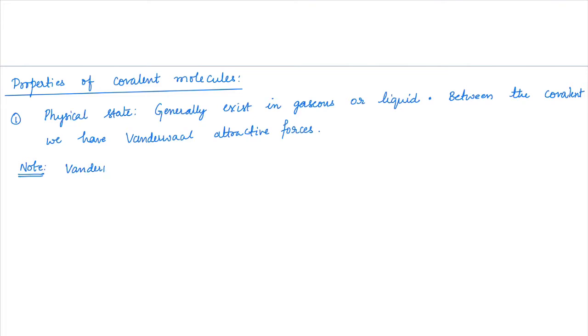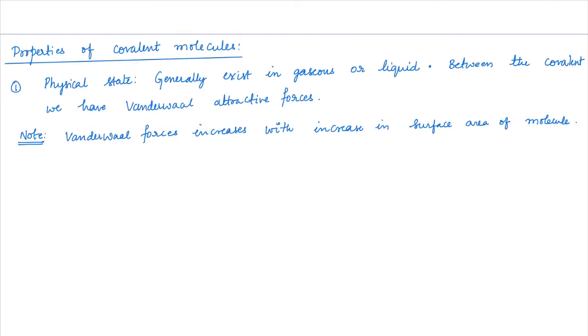van der Waals attractive forces increase with increasing surface area of the molecule. For example, if you take gases, you will see fluorine, chlorine, nitrogen, oxygen, hydrogen. These are all molecules which exist in a gaseous state. On the other hand, if you see liquids, Br2, CCl4, CHCl3, CS2, they all exist in a liquid state.